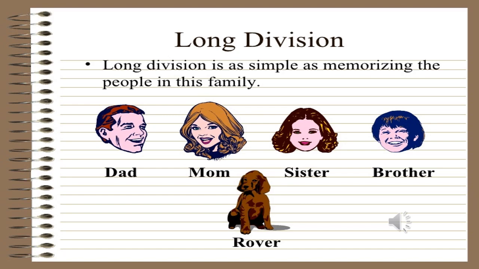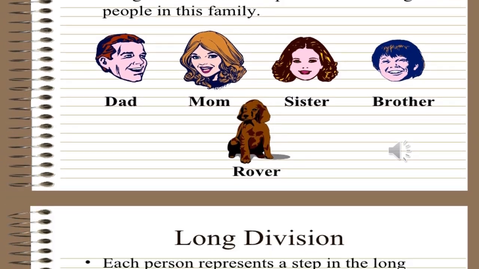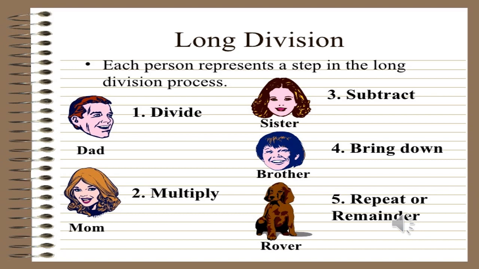Long division is as simple as memorizing the people in this family. In this family, we have the dad, the mom, the sister, the brother, and the dog named Rover. Each person represents a step in the long division process. The dad tells us to divide. The mom tells us to multiply. The sister tells us to subtract. The brother tells us to bring down the next digit. And the dog Rover tells us to repeat or to write the remainder.